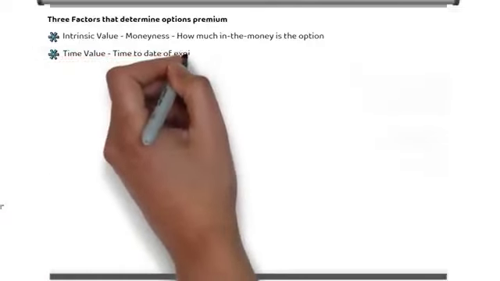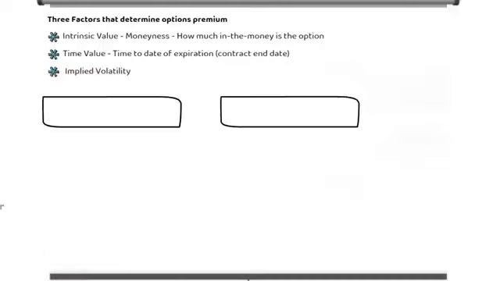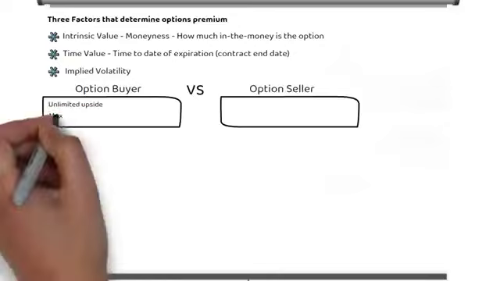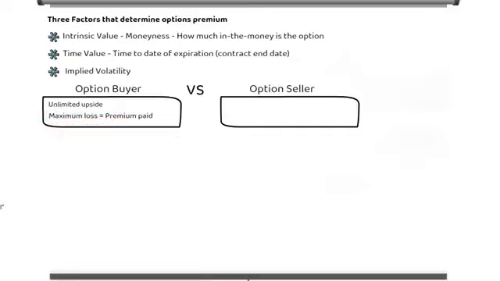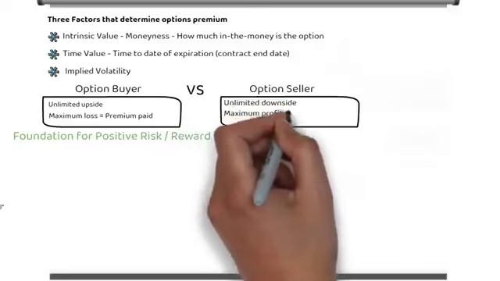The further out the expiration date of the option, the higher its time value is. And 3. Implied volatility of the option. The more volatile the option, the higher its premium. An option buyer has an unlimited upside and a defined downside, because the most one can lose is the premium paid. On the other hand, the option seller has an unlimited downside and an upside limited to the premium received.